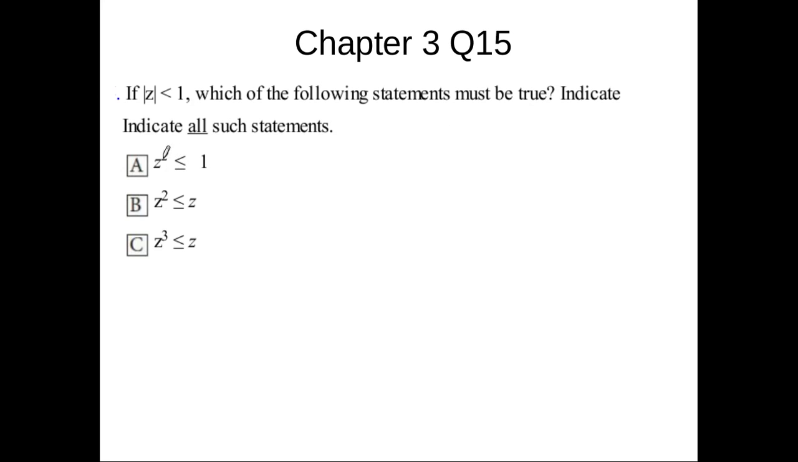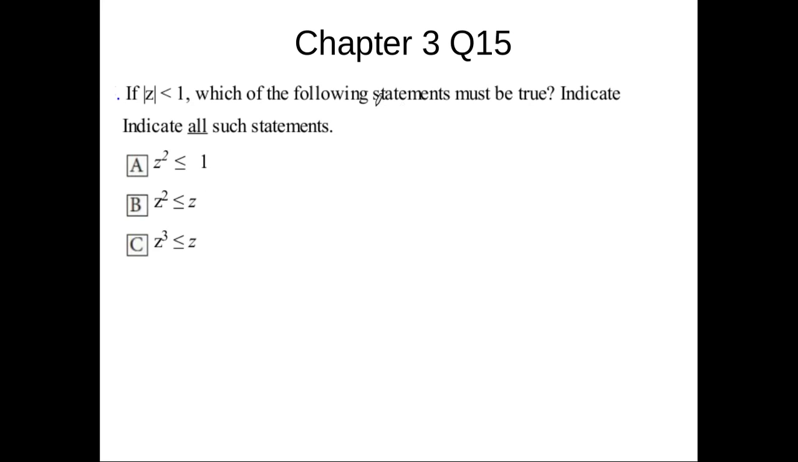So the first statement, A, z square is less than or equal to 1, and statement B is z square is less than or equal to z, and choice C is z cube is less than or equal to z.